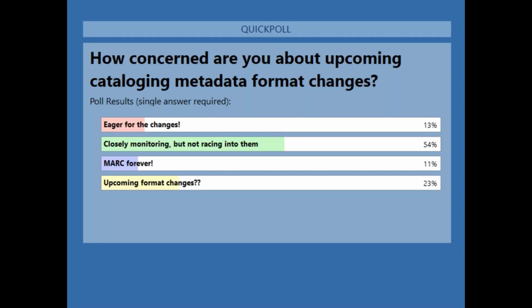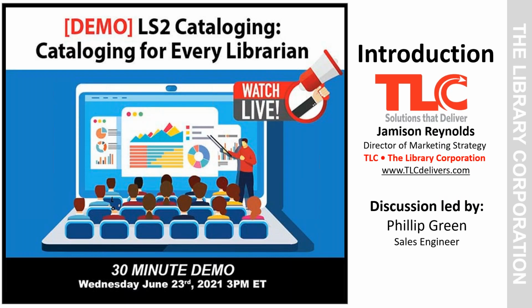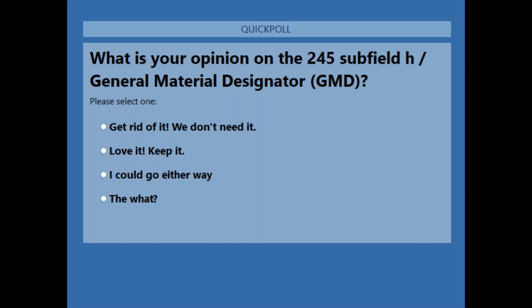All right, that was our first question. We have one more question coming up, which will give us an idea of who is here on this call. What is your opinion on the 245 subfield h, also known as the GMD? Are you from the let's get rid of it, we don't need it anymore camp, or we love it, we want to keep it, or the what?